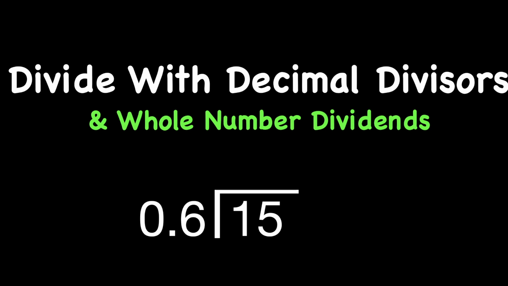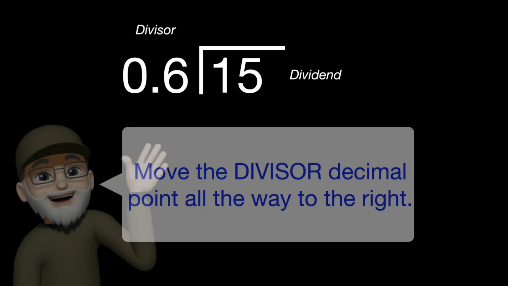Today's lesson is how to divide with decimal divisors and whole number dividends. Decimal divisors means that your divisor has a decimal point. In this case, that would be 6/10. Whole number dividends means that the number in the box, the dividend, does not have a decimal point. It is a whole number.